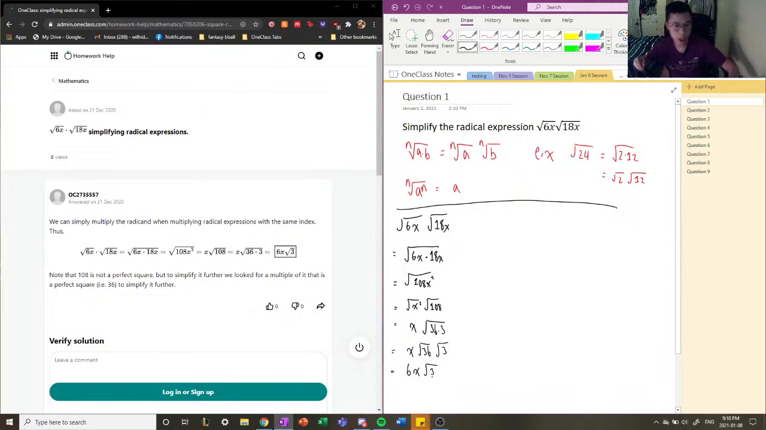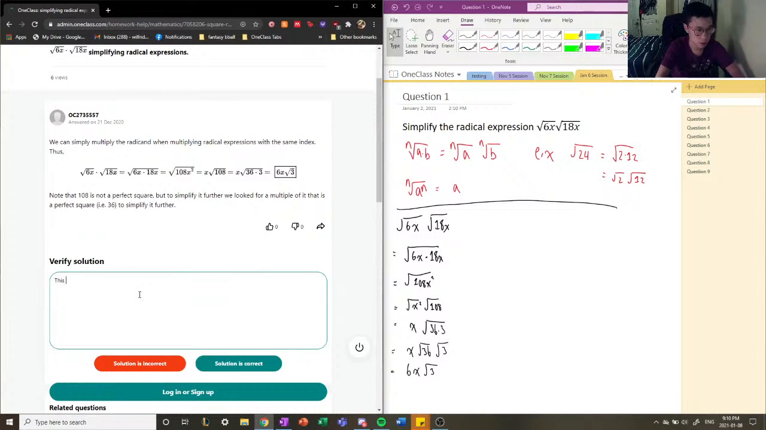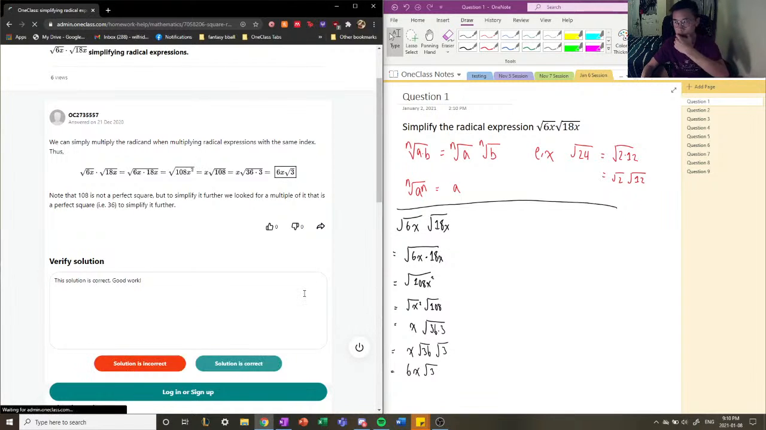The junior tutor mentioned how we broke down 108, and we used the prime factorization of 108 to find a perfect square and a prime factor of the radical expression, and by doing so, we simplified it until we had a radical with a prime factor in there. Other than that, the solution is correct. Good work. All right, let's move on to the next.